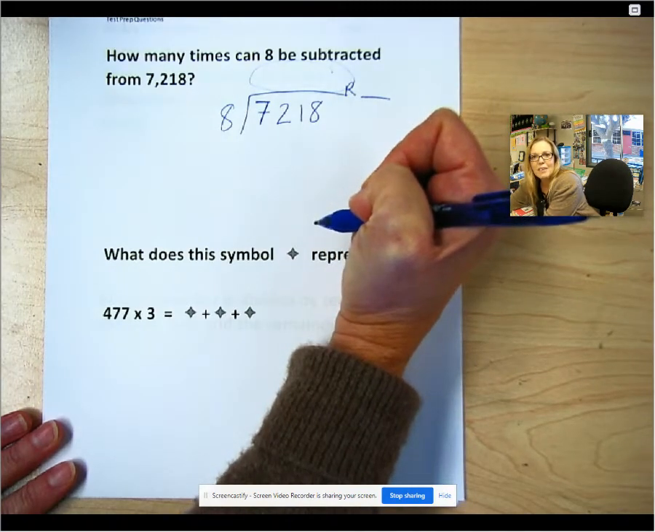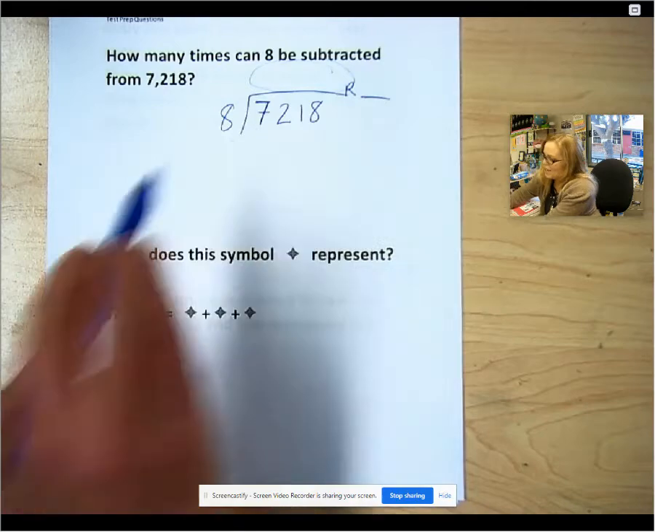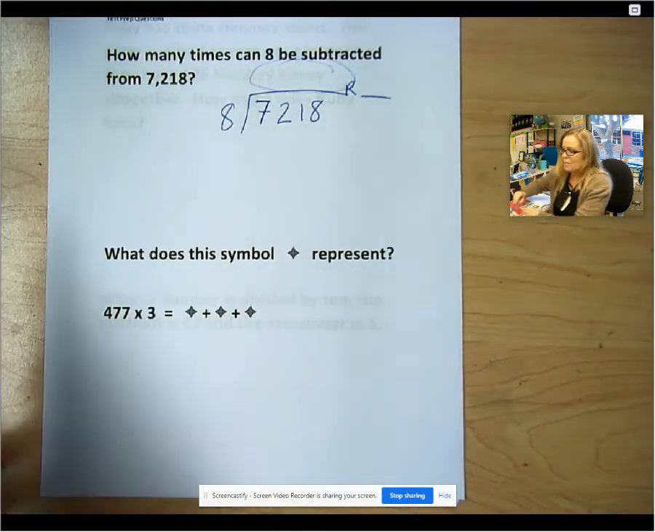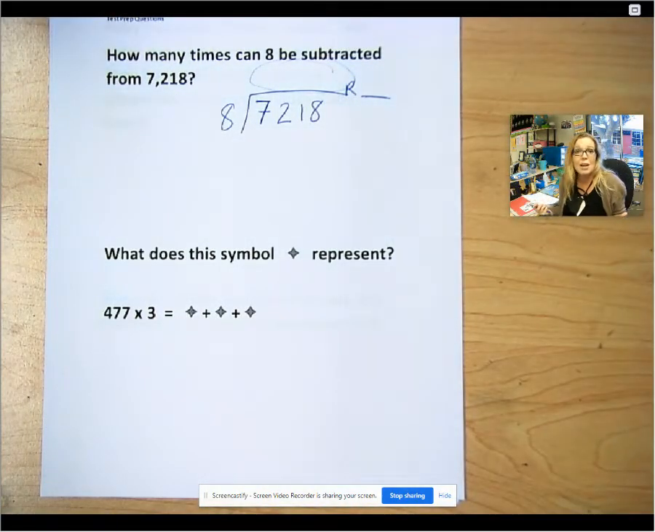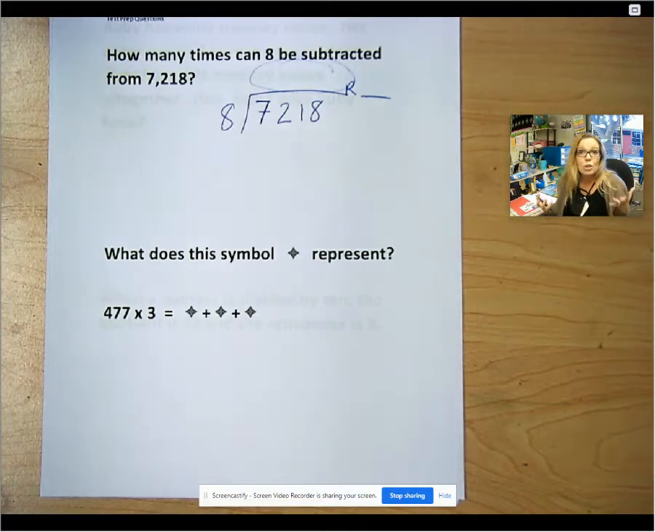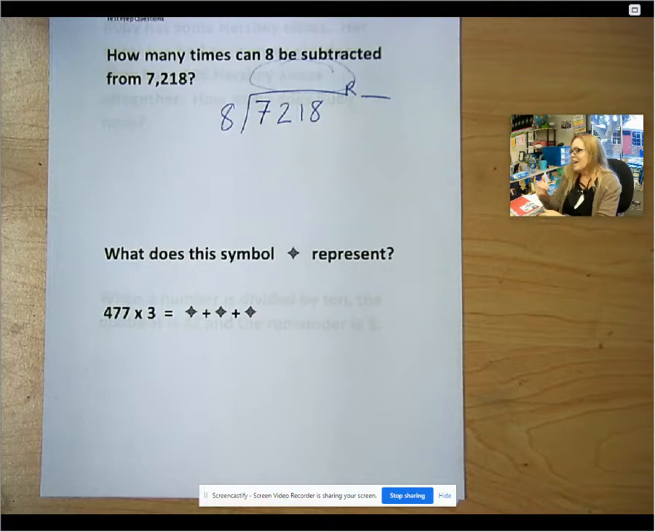There's a bit left. So when we see a question like, how many times can 8 be subtracted from 7,218? You could divide to find out how many groupings of 8 you could make.